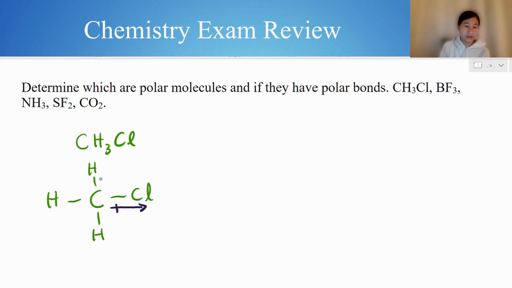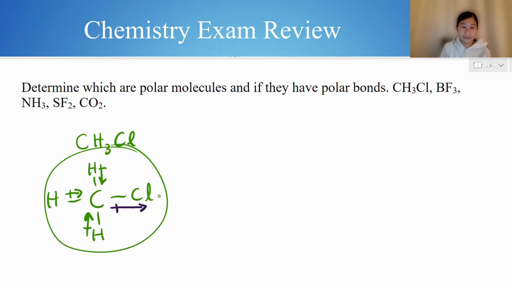Now let's check the other bonds. Between the hydrogen and the carbon, carbon has a higher electronegativity value than the electronegativity value for hydrogen. So these dipole moments will go towards carbon. However, this one is much stronger. And as you see, it's not really canceled out. There's no symmetry to cancel out. So yes, this pull will be a net pull in this direction and will make this molecule polar.